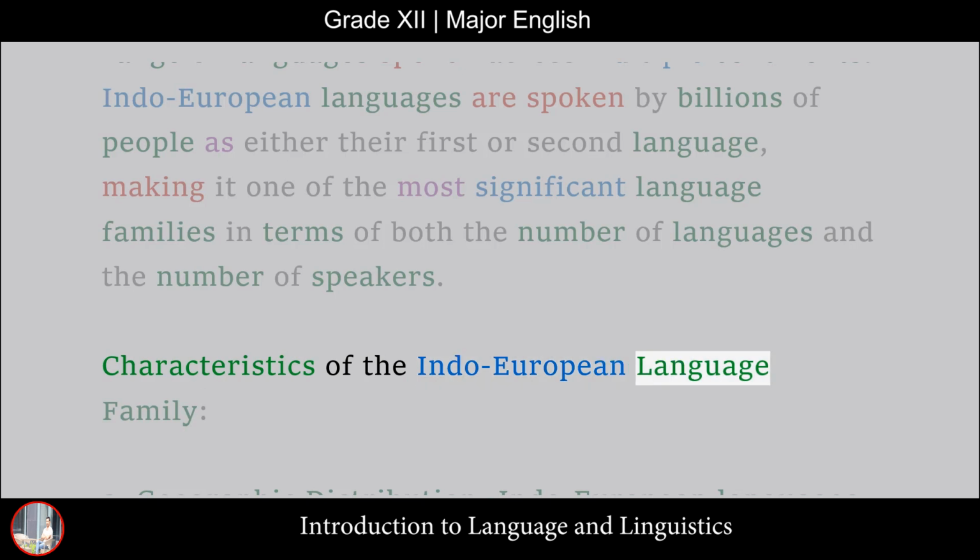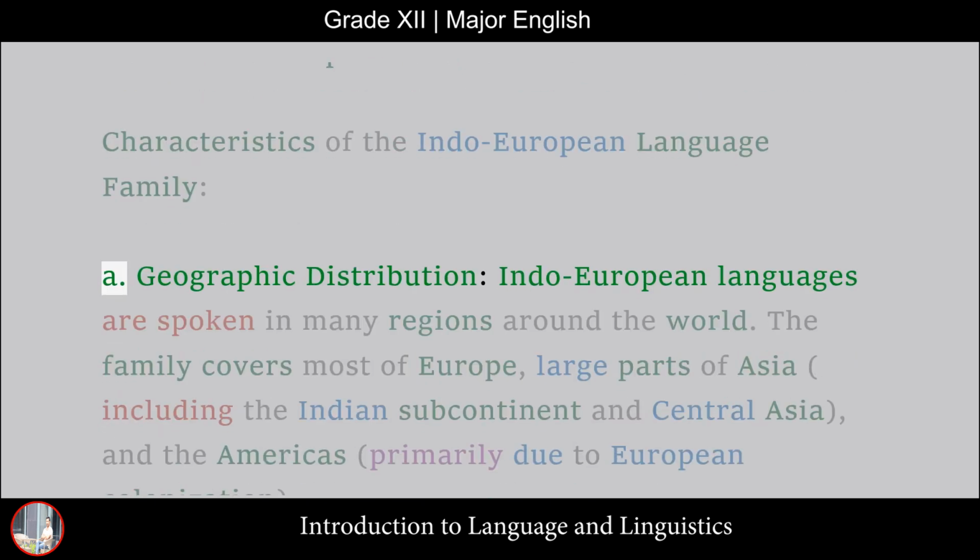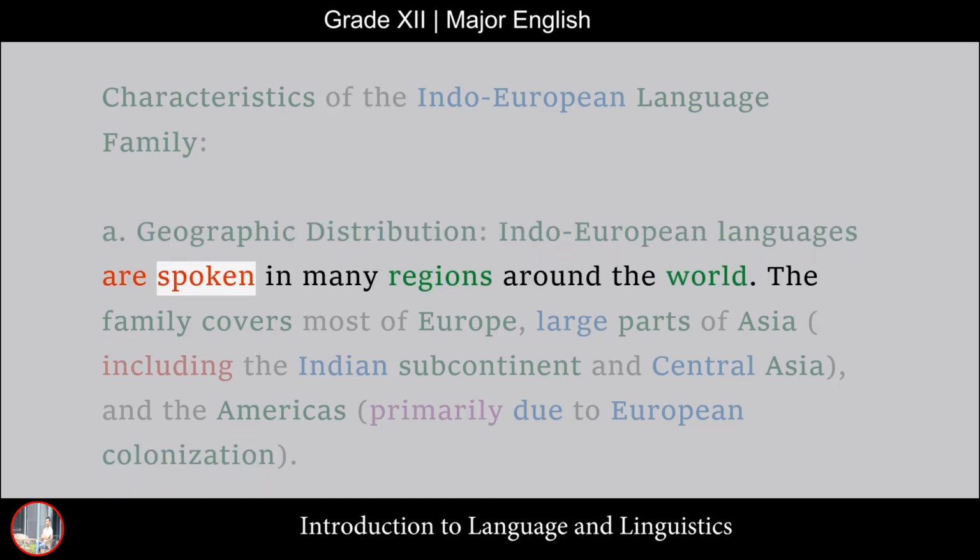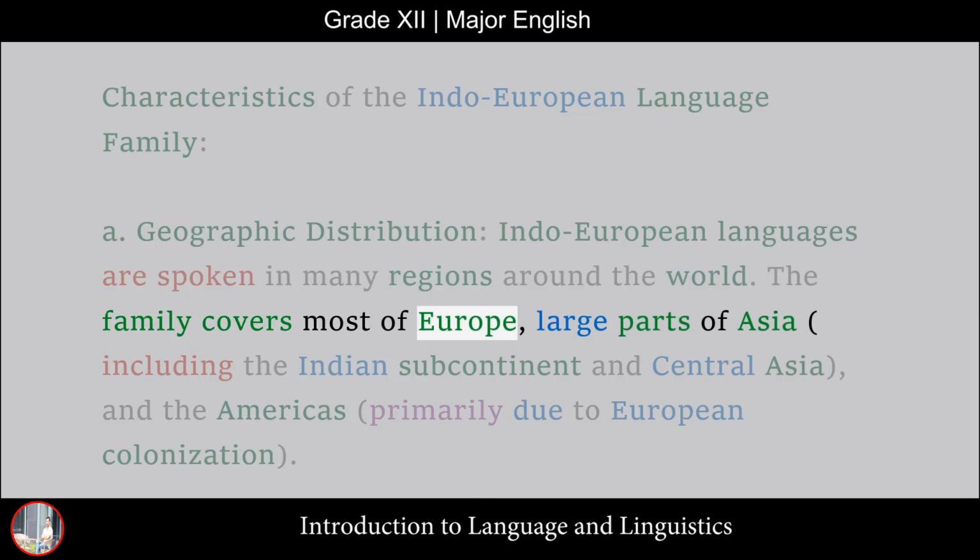Characteristics of the Indo-European language family. Geographic distribution. Indo-European languages are spoken in many regions around the world. The family covers most of Europe, large parts of Asia, including the Indian subcontinent and Central Asia, and the Americas, primarily due to European colonization.